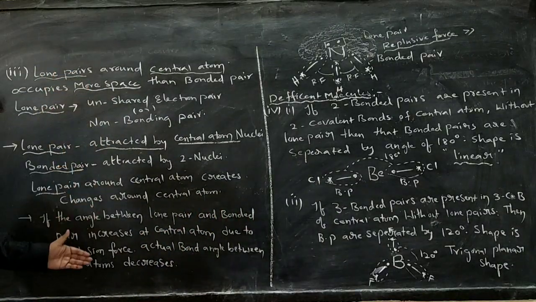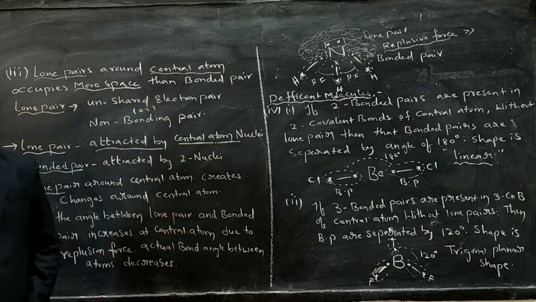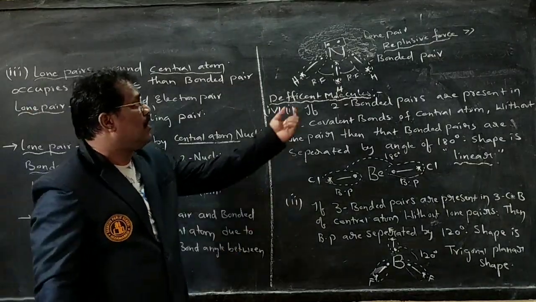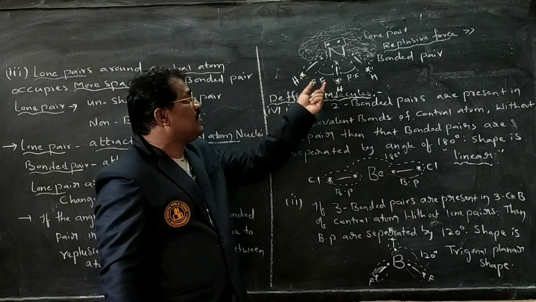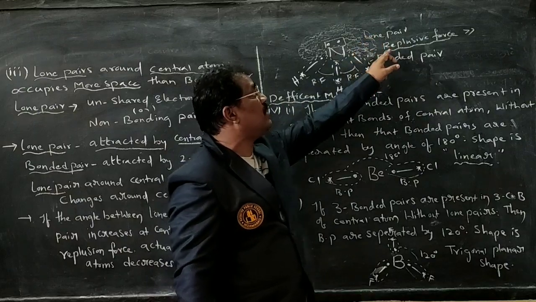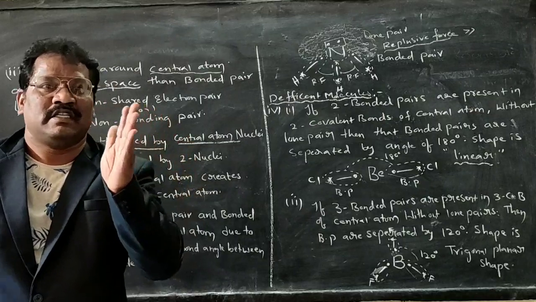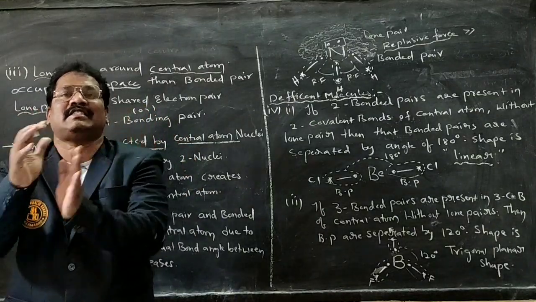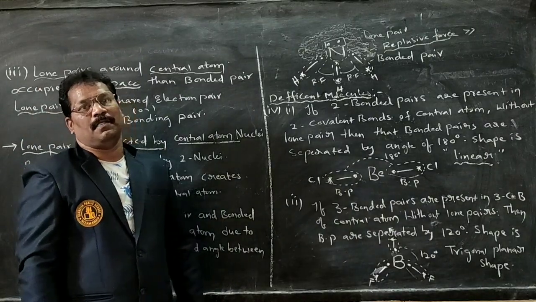That is the concept which is explained within this third point. As it attains a different shape, what does it mean? The force of repulsion between bonded pairs is decreasing, and the force of the lone pair acting upon the bonded pair is increasing. Due to that reason, the actual shape of the molecule can get disturbed or changed and form a new shape.